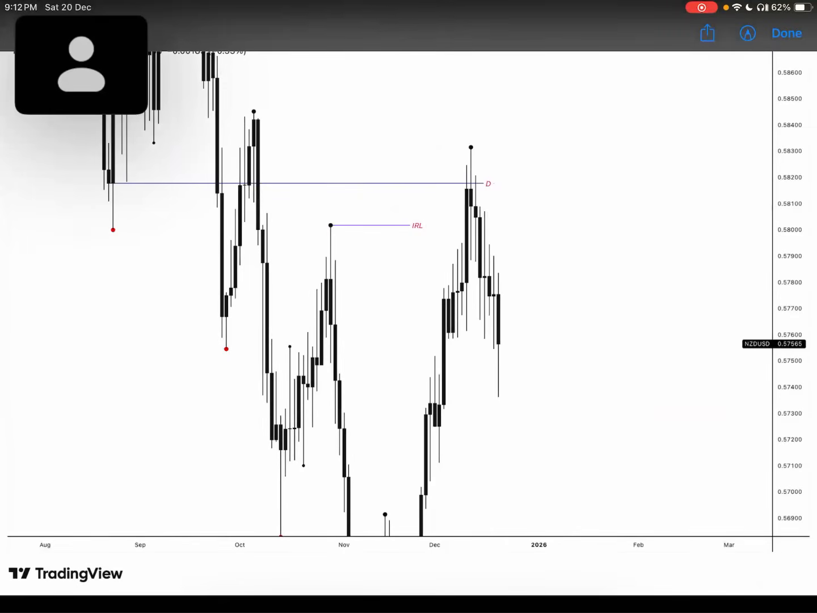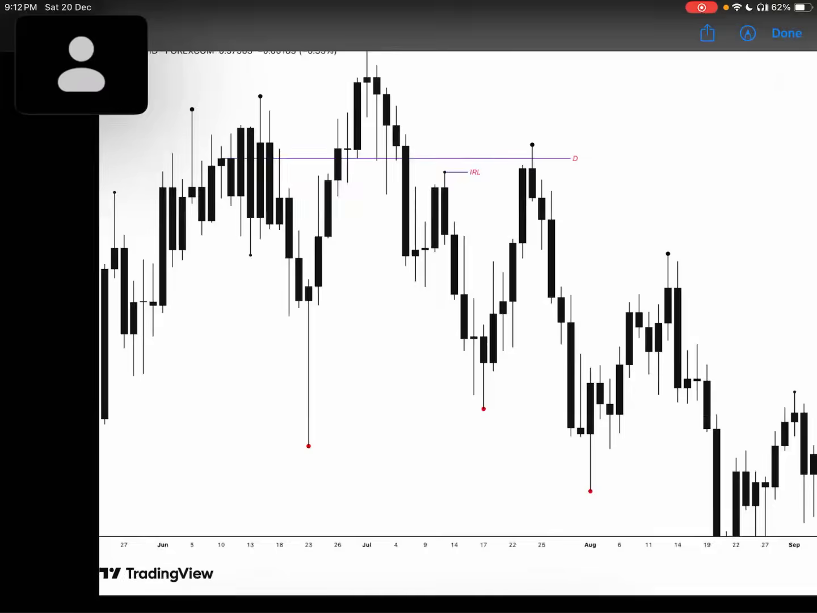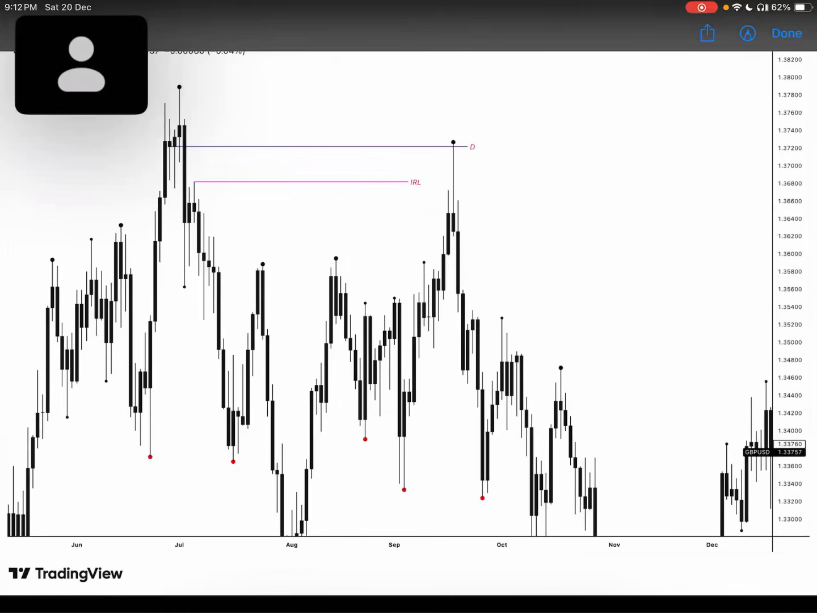So here you can see the internal range liquidity has been taken out and is sponsored by a key level that makes the expansion move. And another level and another. Here you can see internal range liquidity has been taken out. The daily key level sponsors the move.